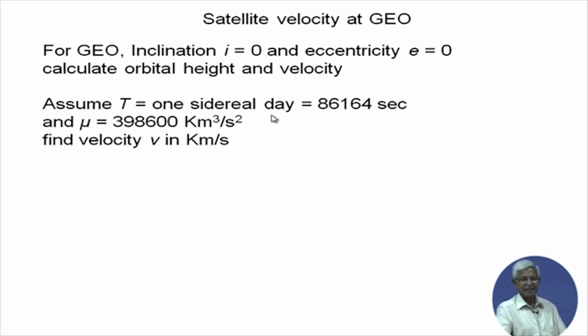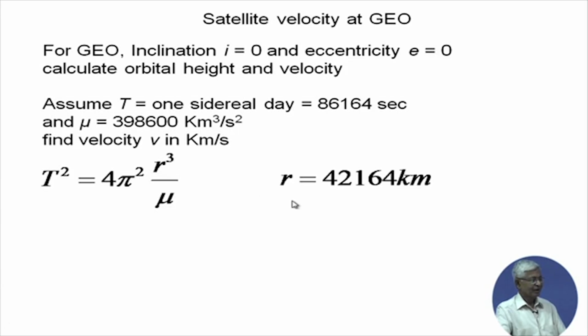The time period is 1 sidereal day, as we have seen. So, it is 86164 seconds, and that constant mu is 3.98 × 10^5, or 398600 kilometer cube per second square. In this circular orbit, that is at GEO, what is the velocity? To calculate that, you remember that T square, that is the orbital period square, in this case sidereal day square, is equal to 4 pi square r cube by mu. And from this, by putting the values of sidereal day and mu, pi is a constant, we get r equal to 42164 kilometer.